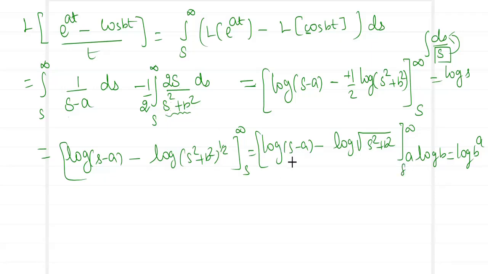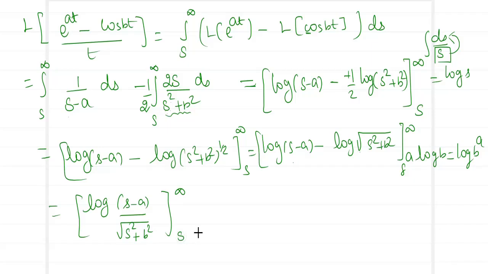Now I know log a minus log b can be written as log of a divided by b. What is my b? Square root of s square plus b square. Okay. And now let me apply infinity and s. On applying infinity directly, what will happen? This will become infinity by infinity, which is an indeterminate form.